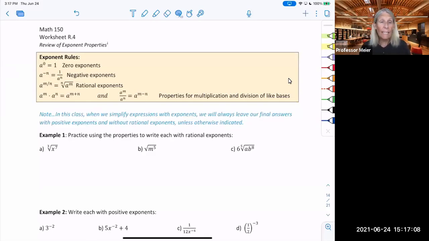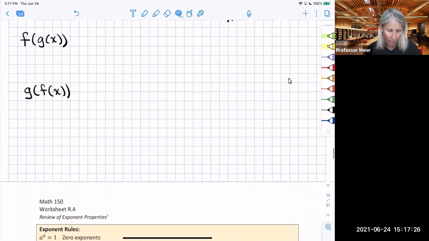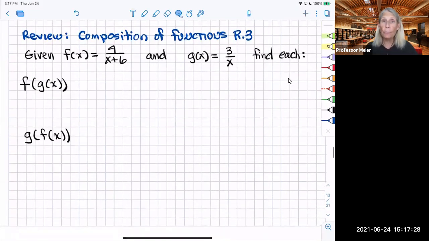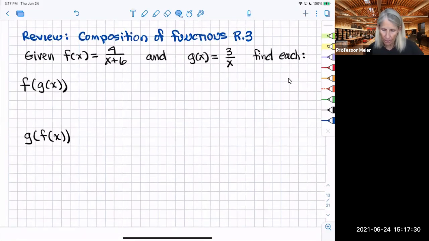Hi, everyone. Today we're going to talk about exponent properties, and we're going to review those ideas. They're going to be super helpful for what we start in chapter 1. I thought, though, because this is a little bit of a shorter section, I wanted to just do a quick review of a difficult problem that you may have encountered in section R.3 on the composition of functions.